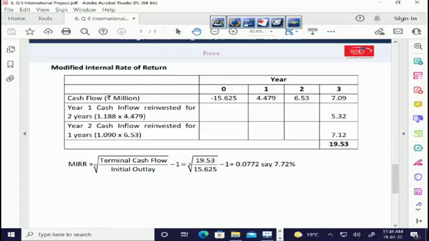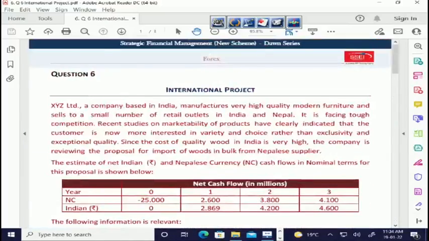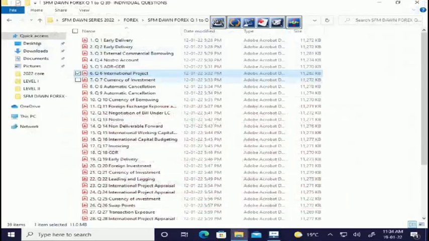You get R equal to (19.53 by 15.625) to the power 1/3, minus 1, which is 7.72%. MIRR, modified internal rate of return. Very easy sum, straightforward sum if it comes in the exam. Okay, perfect. Now, question number 6 I have discussed.